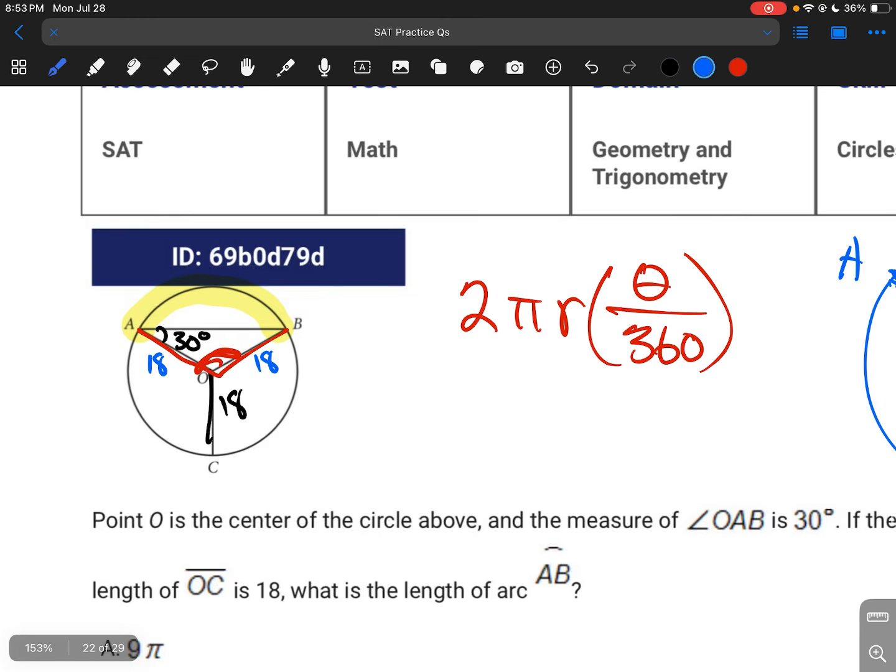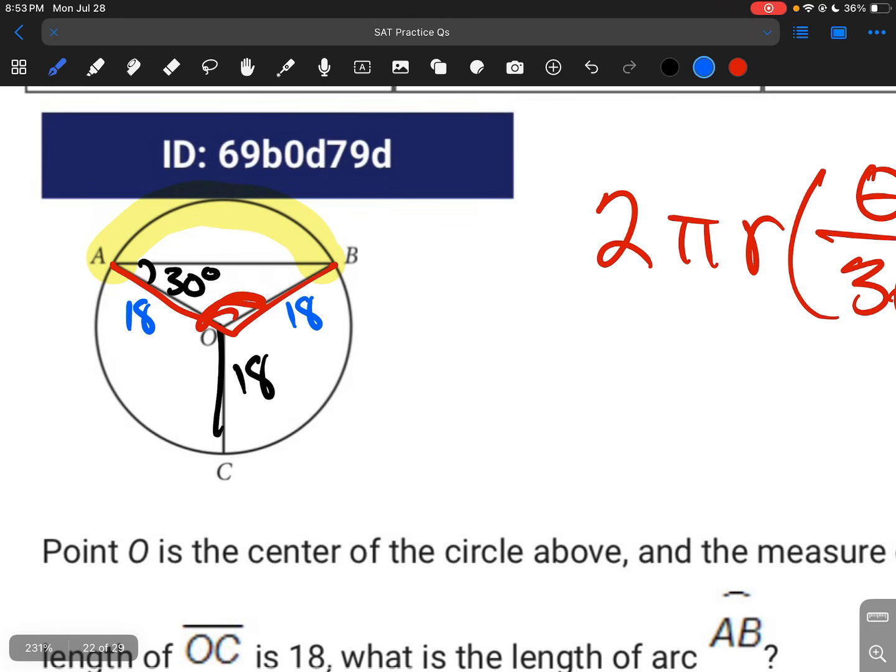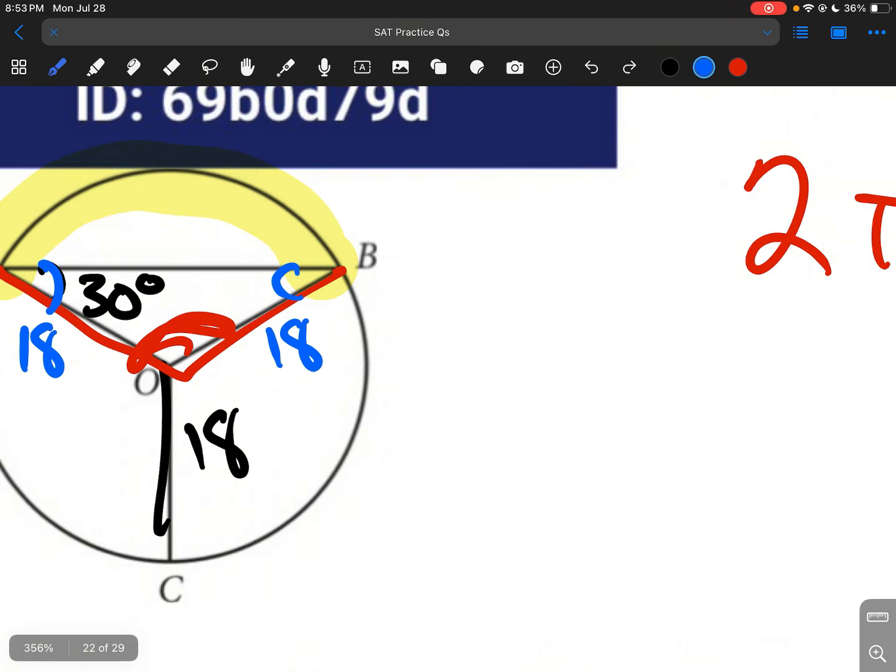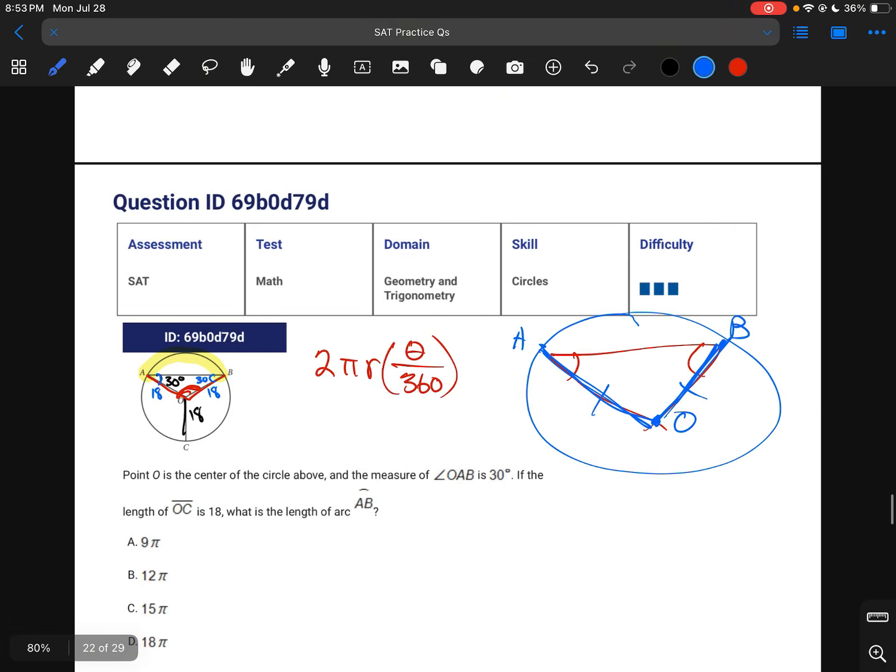And since they're both 18, and those sides are the same, you know that this angle also has to be 30 degrees. And since all triangles have to add up to 180 degrees, 180 is equal to 30 plus 30 plus theta, what we're looking for, which means theta has to equal 120.